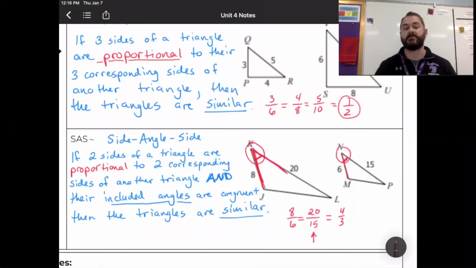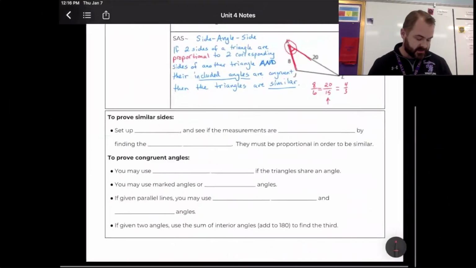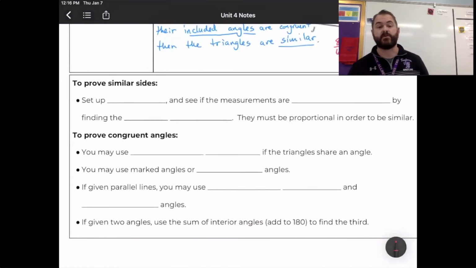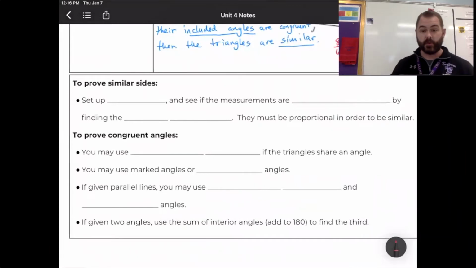So that makes these triangles similar by side angle side. So as we begin this, there's some things you need to understand. To prove similar sides or proportional sides, you need to set up a proportion and see if the measurements are proportional by finding the scale factor. Let me fill all this in for you.